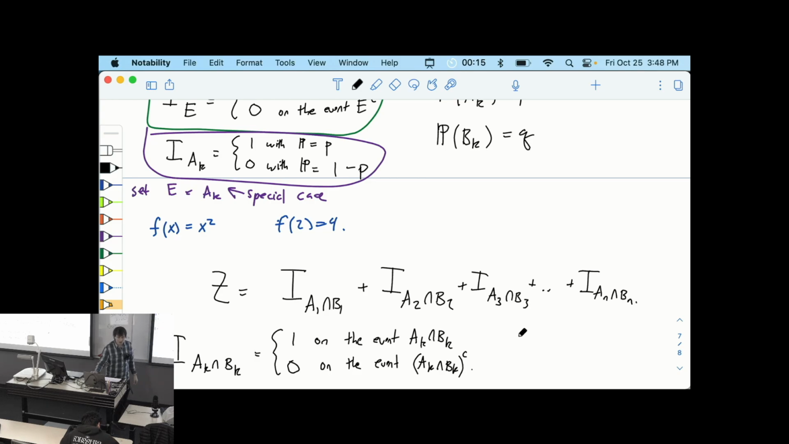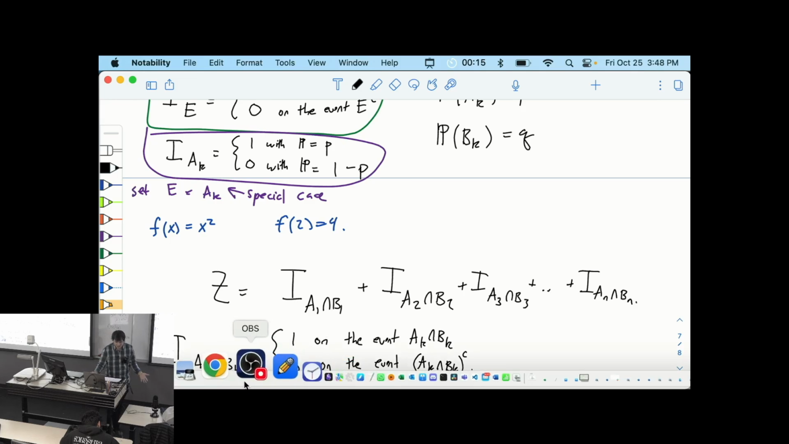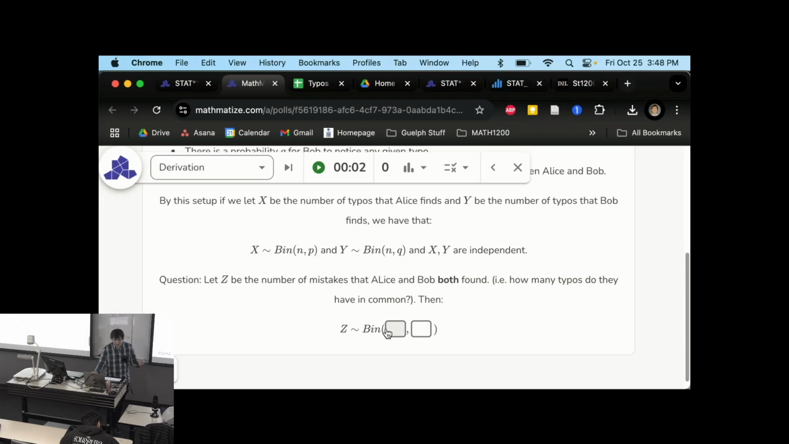Here's the million-dollar question. I can see from this that it's a sum of indicators. In fact, they're independent indicators, so Z is also going to be a binomial. But the question is, what are its parameters? That is what I have for you guys to try on Mathematize. Z is also a binomial, but what are its parameters? If you know this one thing, that'll be the end. Once we know they're binomials, it's very quick to get the formula that we had last class.